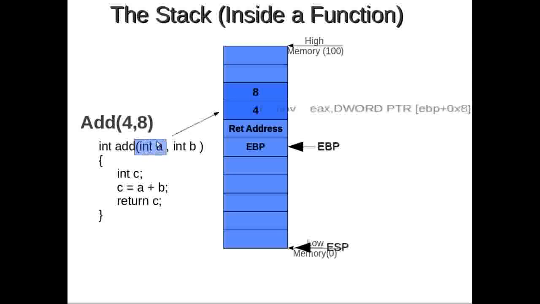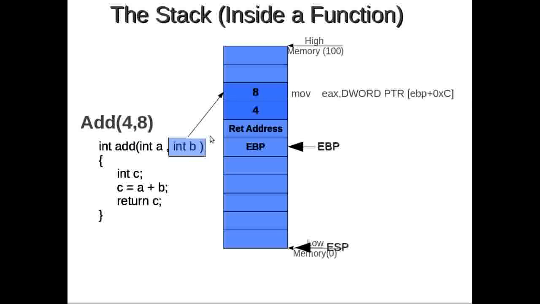So here we need to recognize that to access the 4 inside this function, we need to do the base pointer plus 8. Why 8? Because here we have 4 and 4. So offset of 8 bytes up in stack memory to access the first parameter. And the second parameter is likewise 4, 8, and 12 to access the number 8 from the stack. And recognize that the brackets indicate that we're accessing memory.